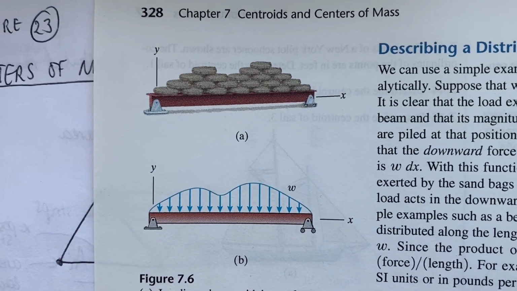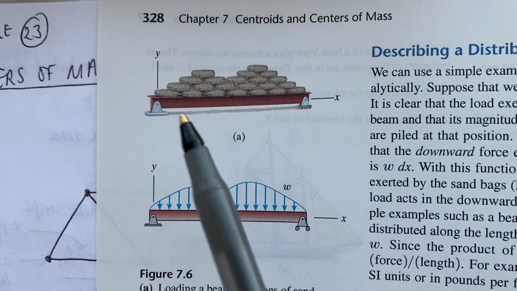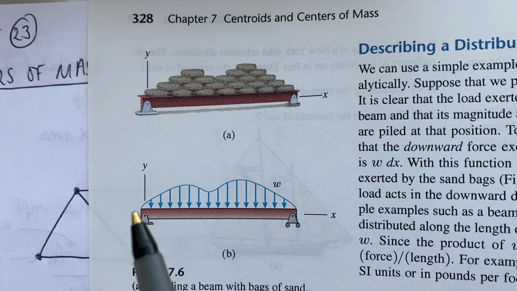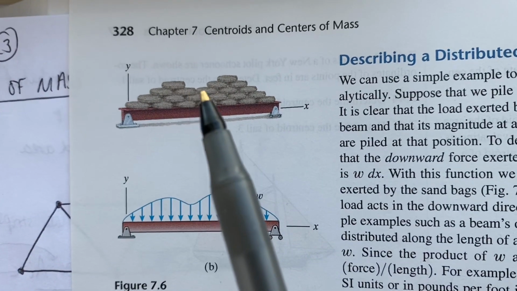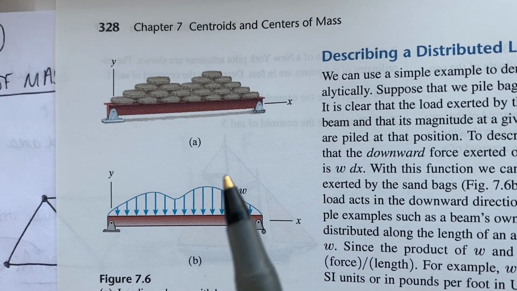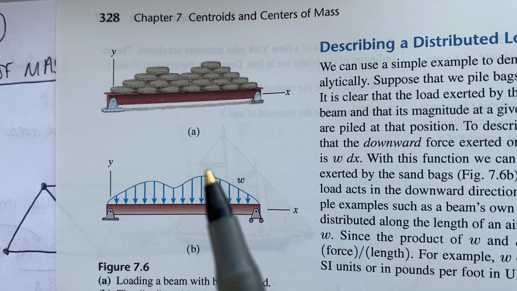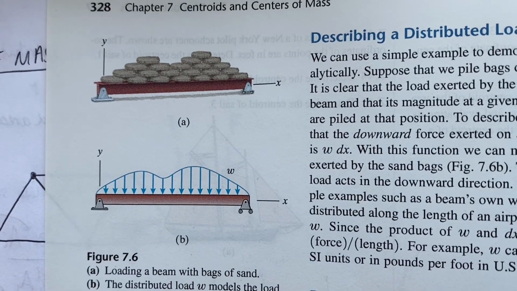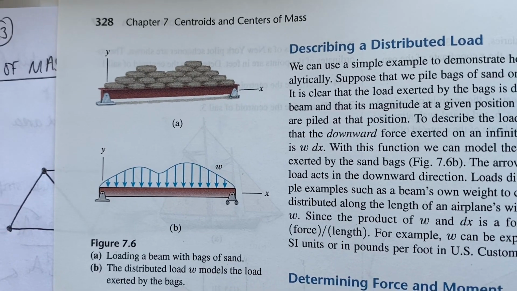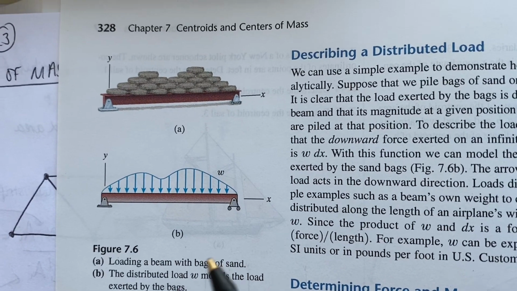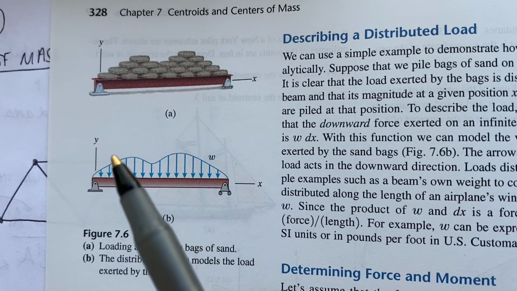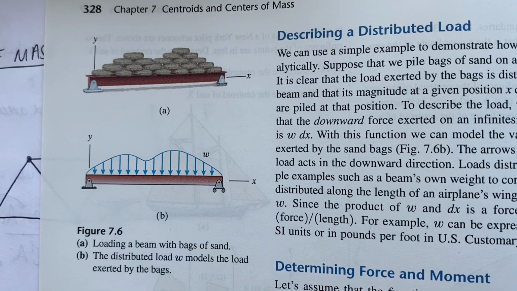So the textbook goes through this example of these sandbags piled up on a beam. They are unevenly distributed, right? Which means that the load applied across the entire length of the beam is not linear, right? So what we're interested in doing is finding the force and the moment acting on this member as a result of this distributed load across the entire length of the member.